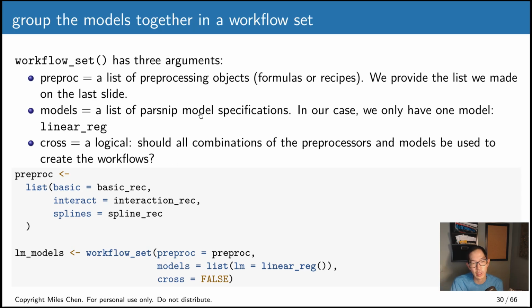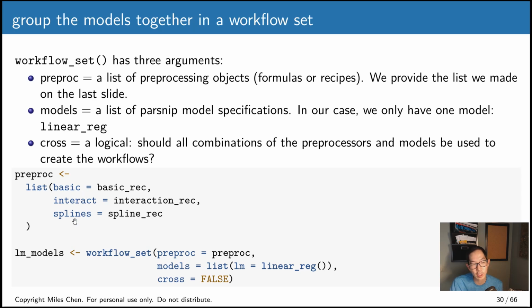Okay, so what we're going to do is create a workflow set. We're going to have different workflows here. One will be the list of the preprocessors, okay? And then we can provide a list of models, and then we can also do a cross between them. So our preprocessors will be a list. We have the basic recipe, the interaction recipe, and the splines recipe.